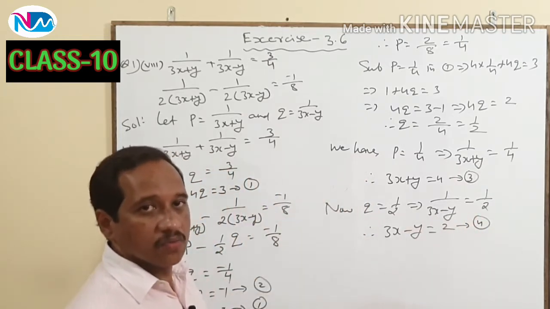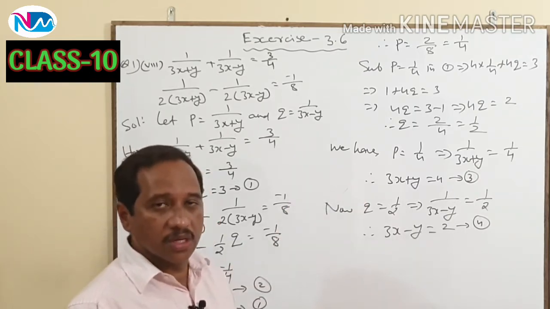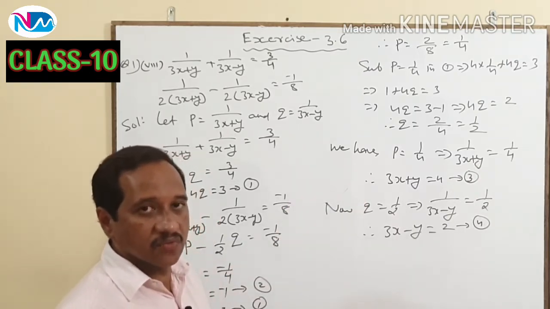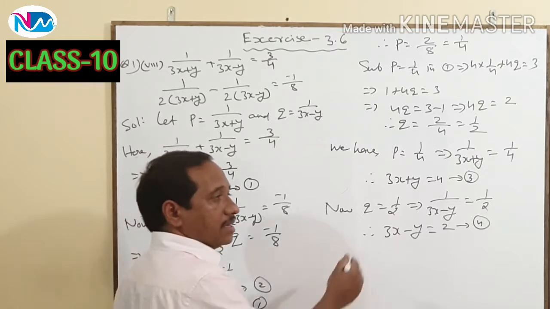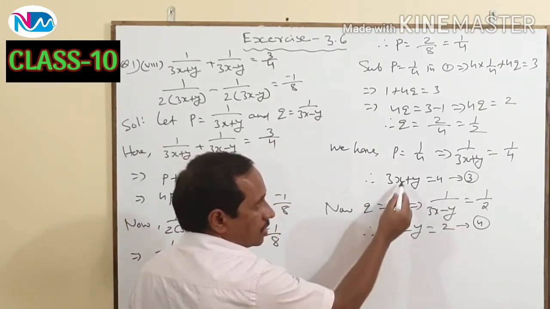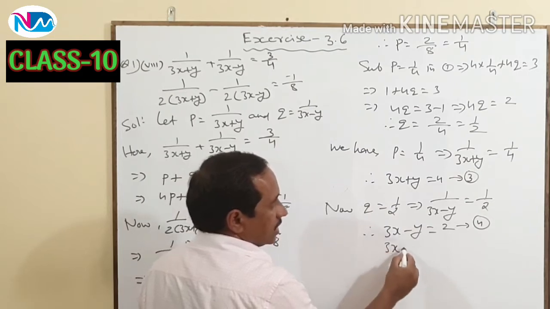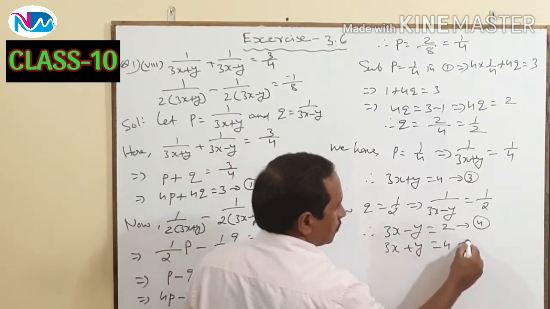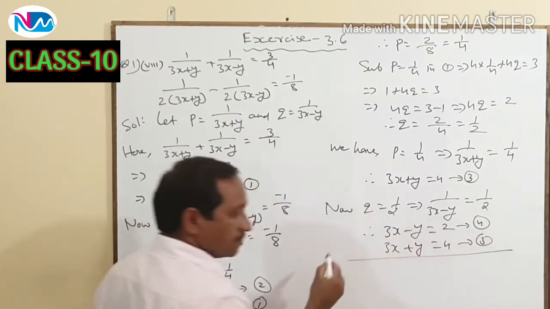Now we have to solve equations 3 and 4 by the elimination method to get the values of x and y. I am going to eliminate y here. Under equation number 4, I write equation number 3: 3x plus y is equal to 4, which is equation number 3.